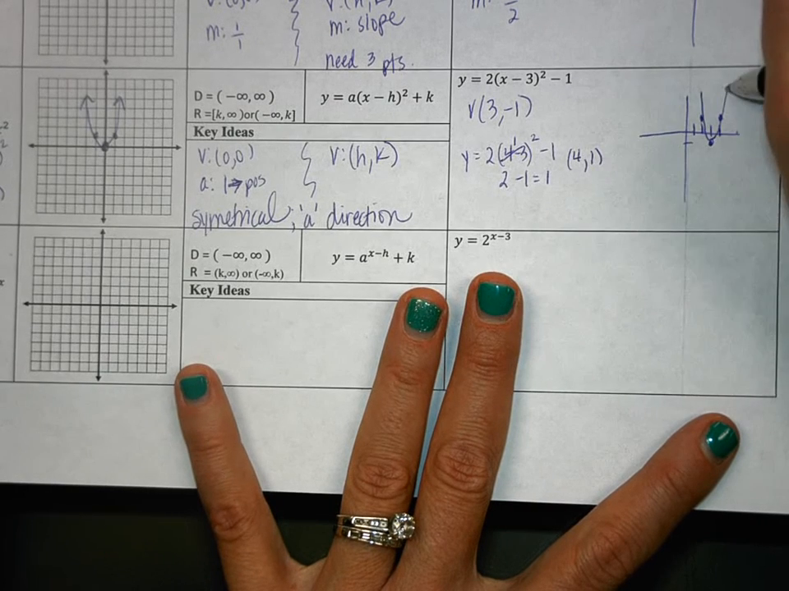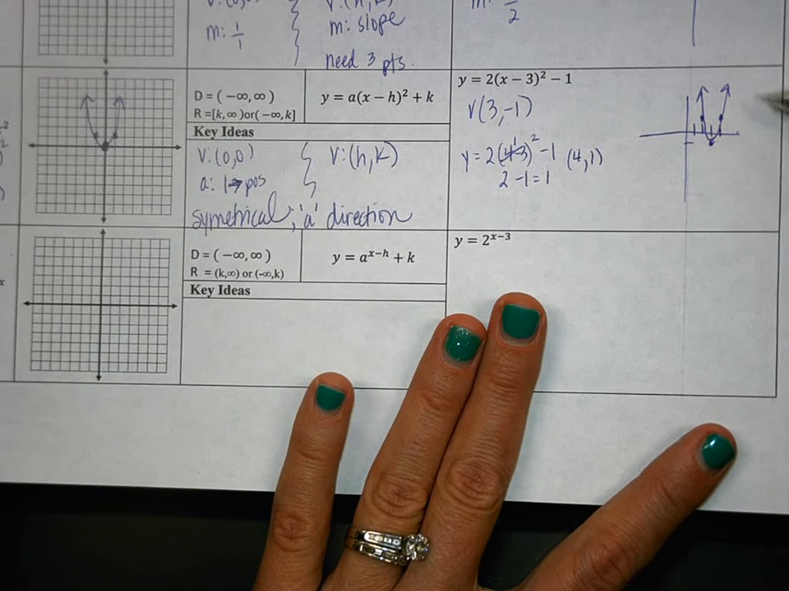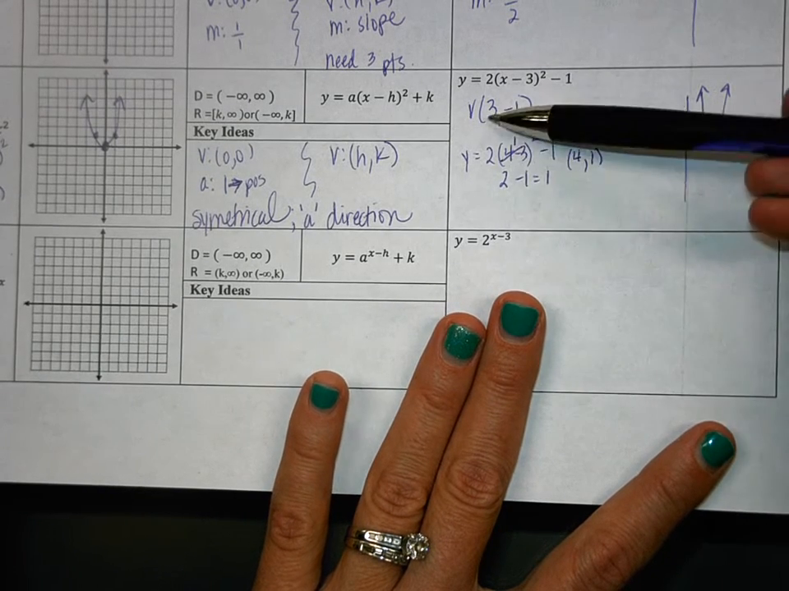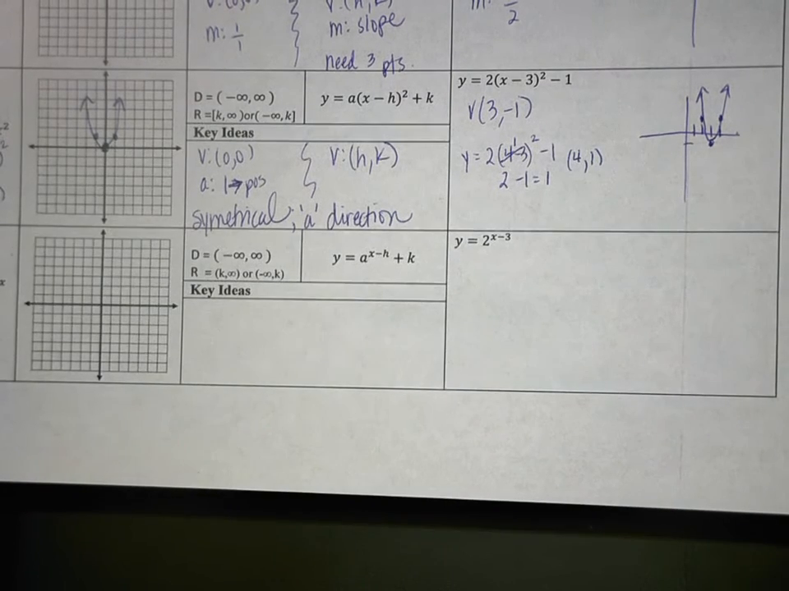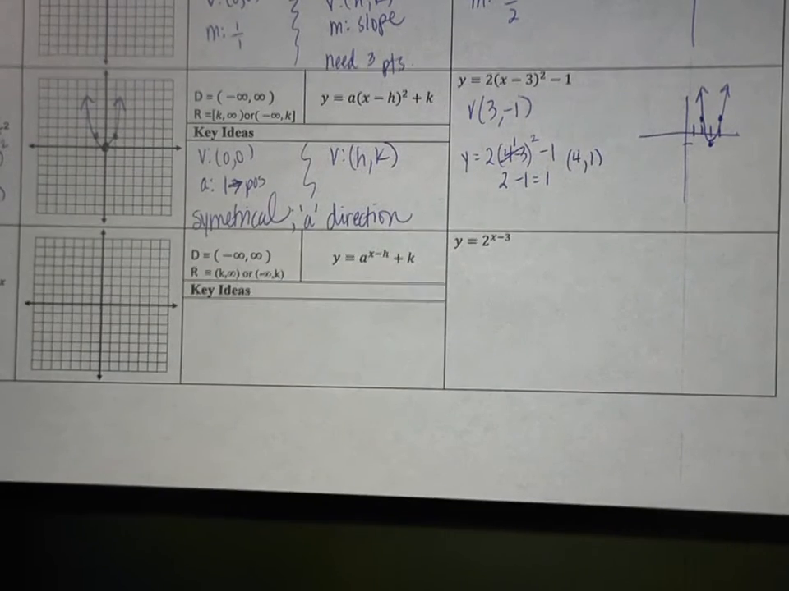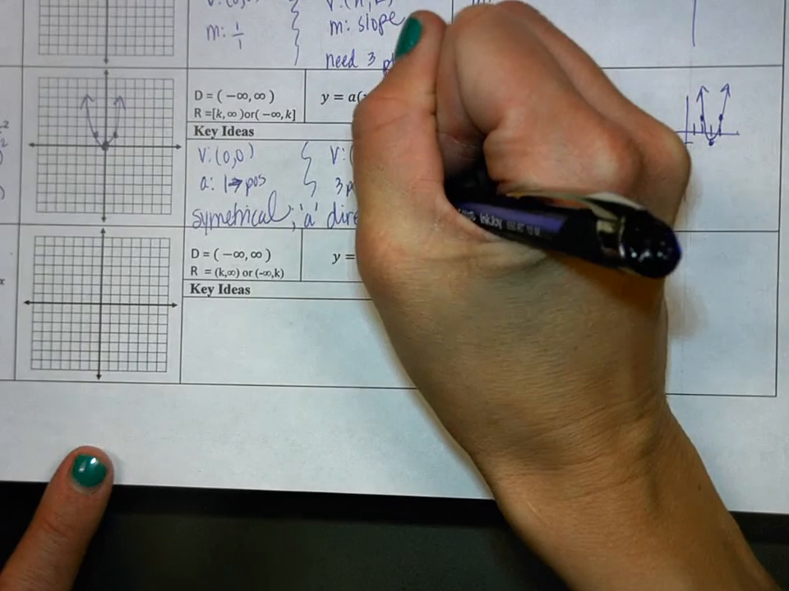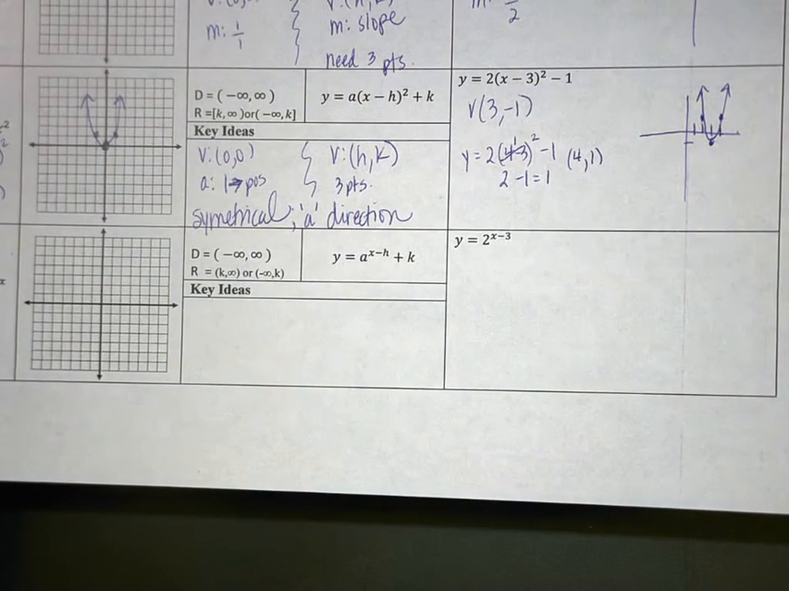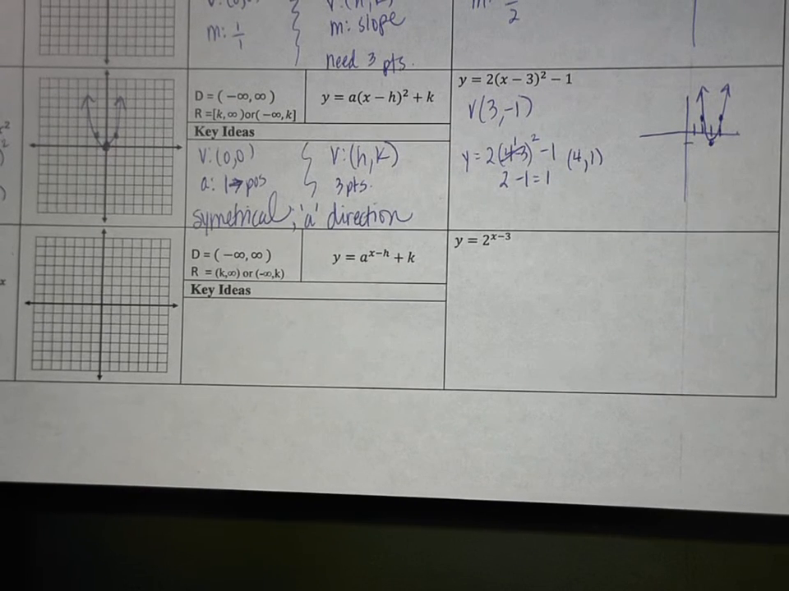Yes? Why did you put in 4 for the x? So I wanted to pick a point to the right of my vertex. Oh, okay. So since my vertex was at 3, -1, I chose 4. Okay, and basically for this one too, you need 3 points in order to graph it. But once you figure out 1, you know it's symmetrical, so the other one's at the same point on the other side of the vertex. Okay, questions on that one?